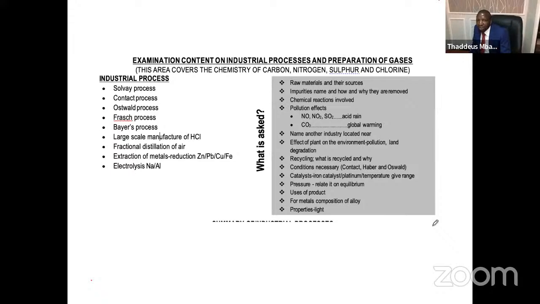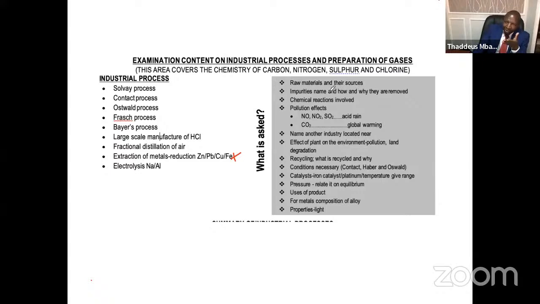However, we are going to give you a question on the Ostwald, the Solvay, the Frasch process, Bayer's, large-scale manufacture of HCl, fractionalization of air, extraction of metals. Hizi hamjafika huku, hatujafika mambo ya extraction of metal. This one, we are yet to tackle that. Electrolysis of sodium, aluminum, things like that. This is what will be tested.